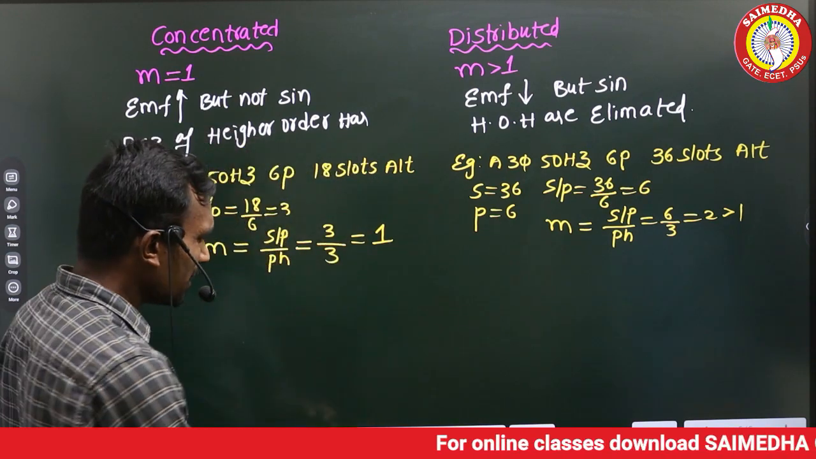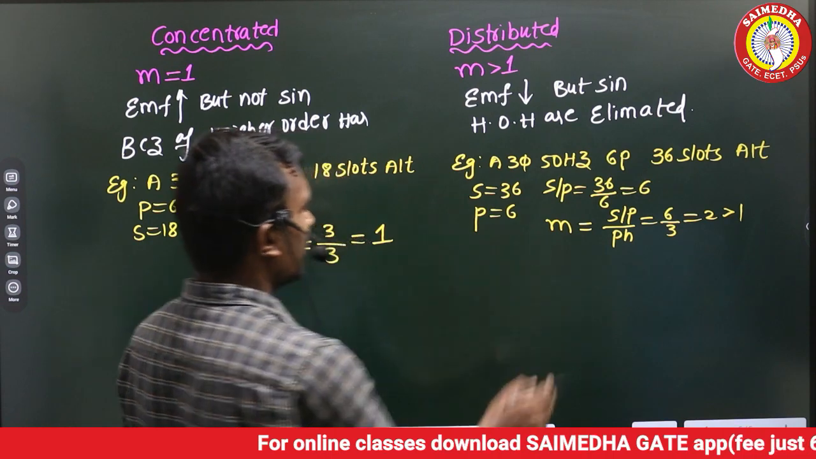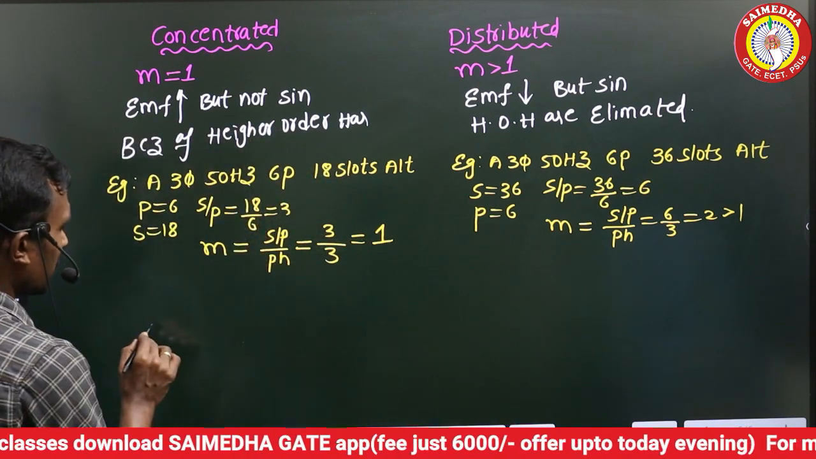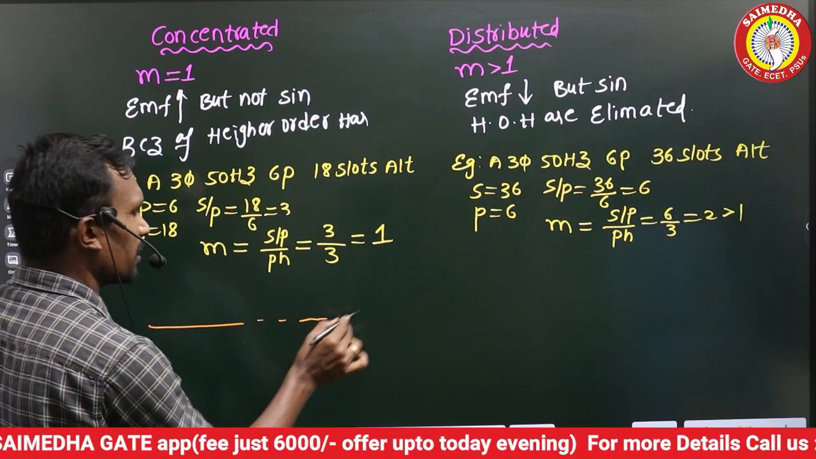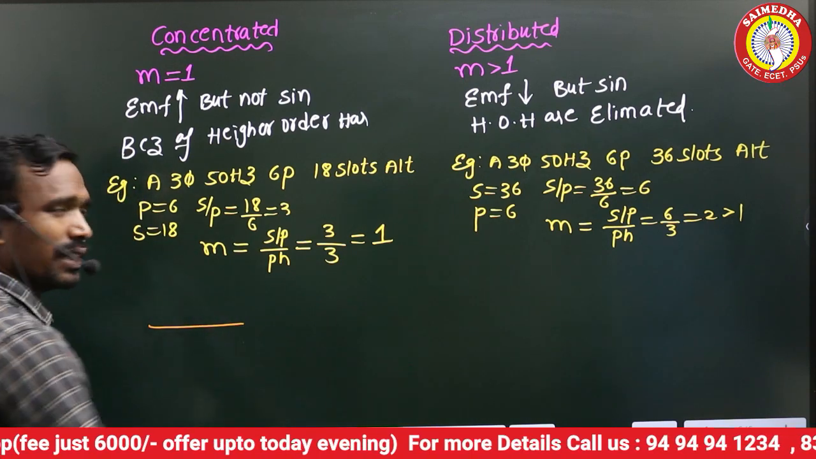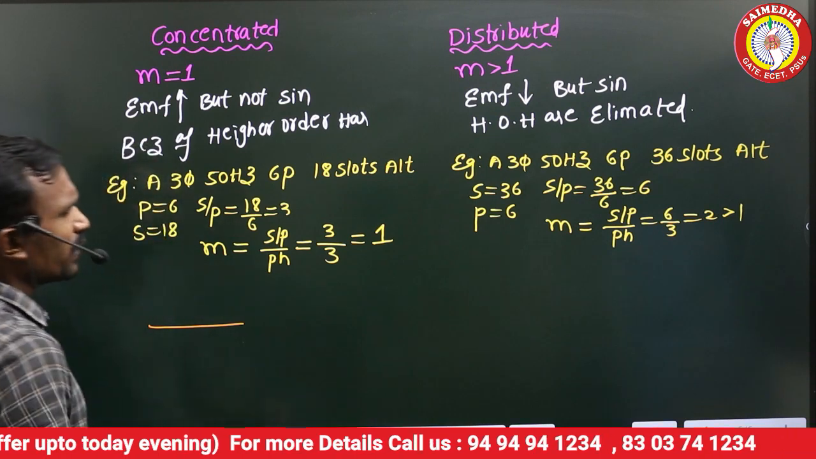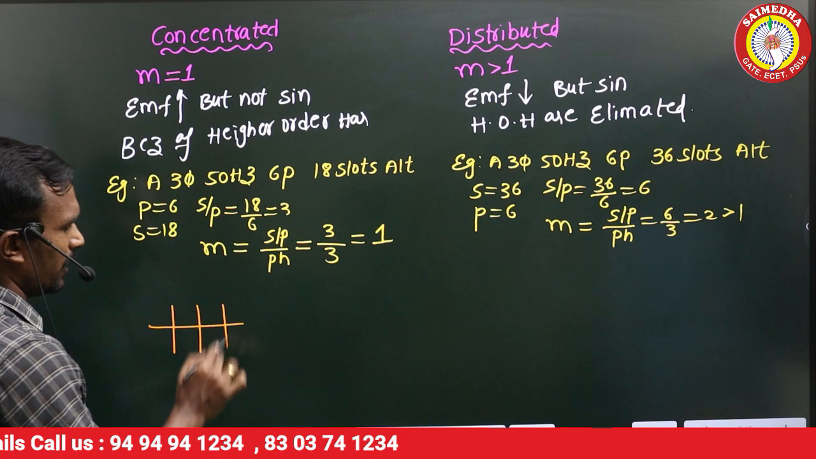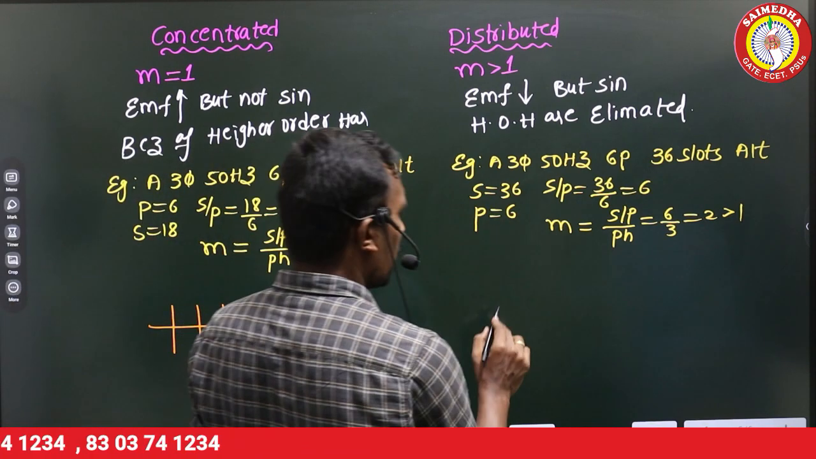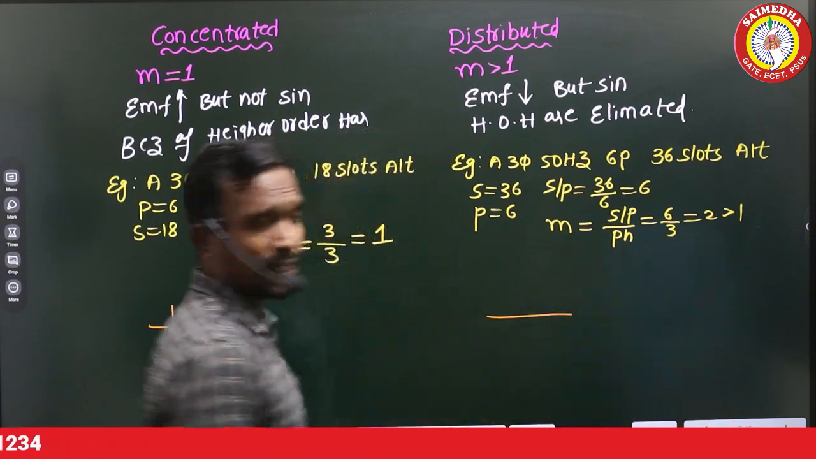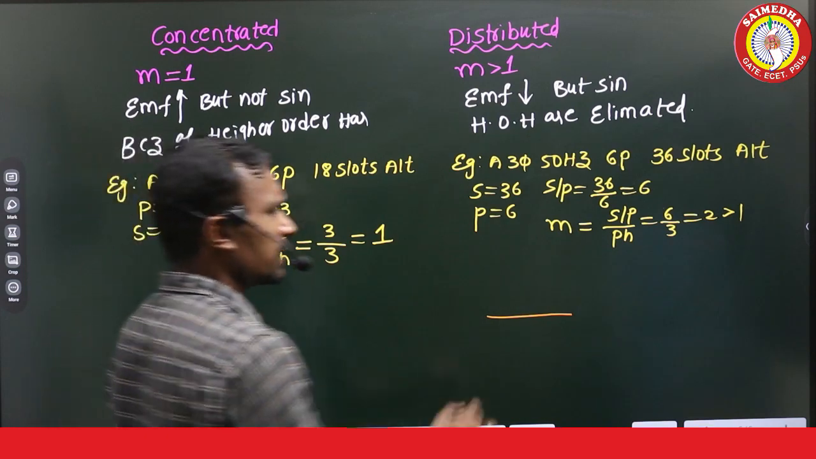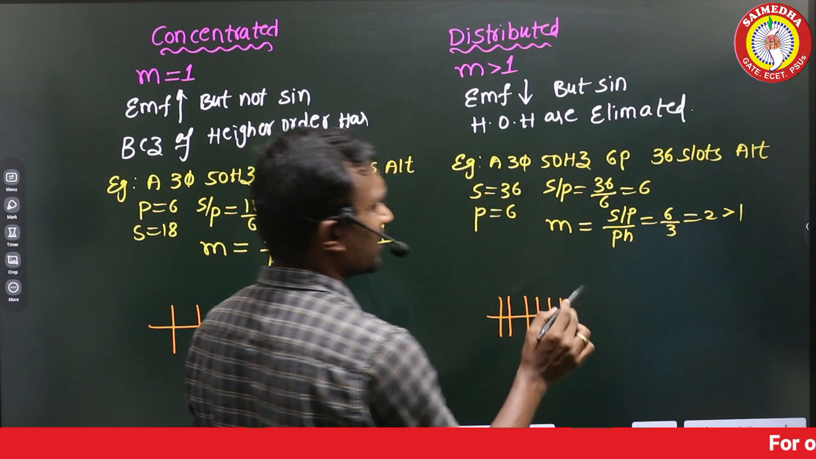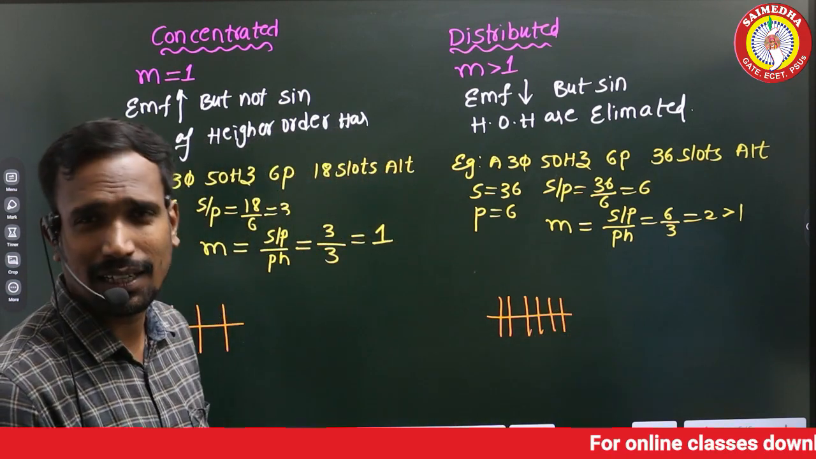Let's see why it is called concentrated and why it is called distributed. How many poles are there? 6 poles. How many slots for each pole? 3 slots per pole. Here also 6 poles are there. How many slots for each pole? For each pole, I have 6 slots.